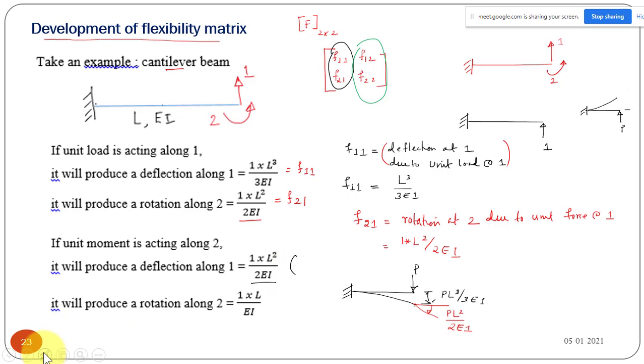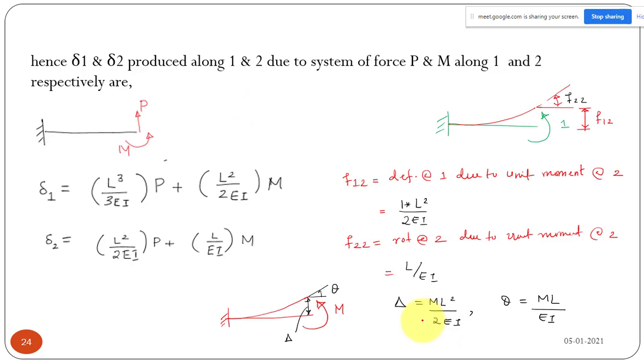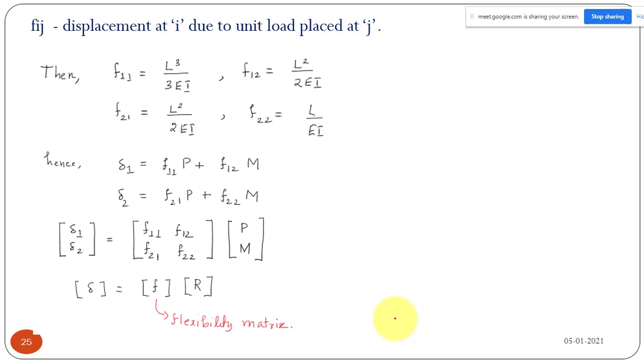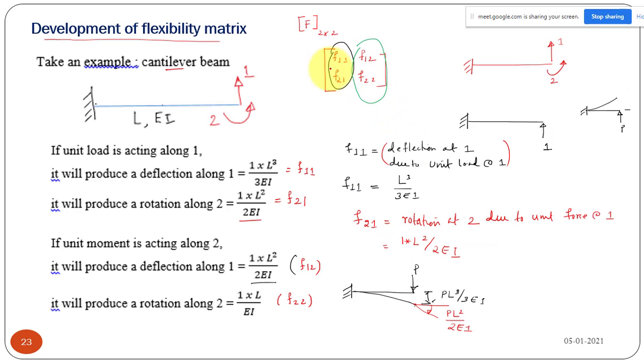This is my F12 and this is my F22. And you can see that F12 and F21 both are equal, L square by 2EI. That is what Maxwell's reciprocal theorem is also saying. So F12 and F21 you will always get the same. Now I have all the 4 elements, so you can write the flexibility matrix by just substituting. So this is how we have to derive the flexibility coefficients F11, F21, F12 and F22.